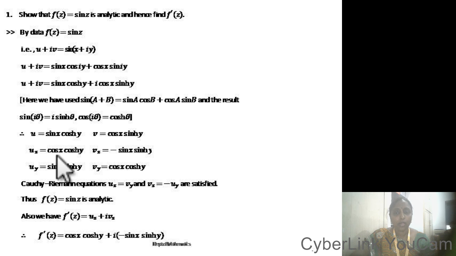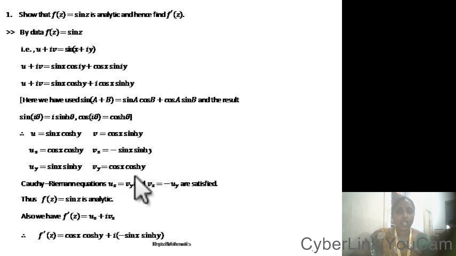Now we will move on to the second step of the working procedure, that is to find the first order partial derivatives, that is ux, uy. Differentiating u partially with respect to x: differentiation of sin x is cos x, and cosh y is a constant. Differentiating u with respect to y: sin x is constant, and differentiation of cosh y is sinh y. Similarly, v with respect to x: differentiation of cos x is minus sin x, and sinh y is a constant. And differentiating v with respect to y: cos x is constant and differentiation of sinh y is cosh y.